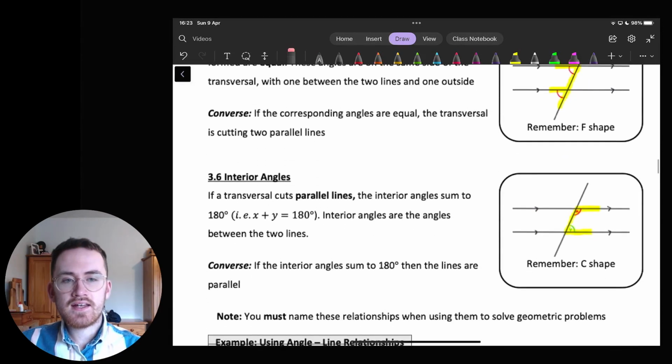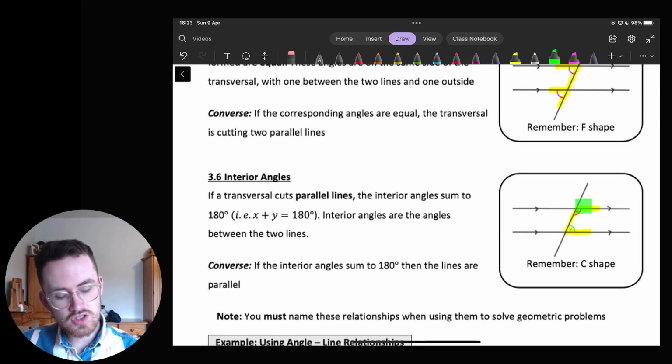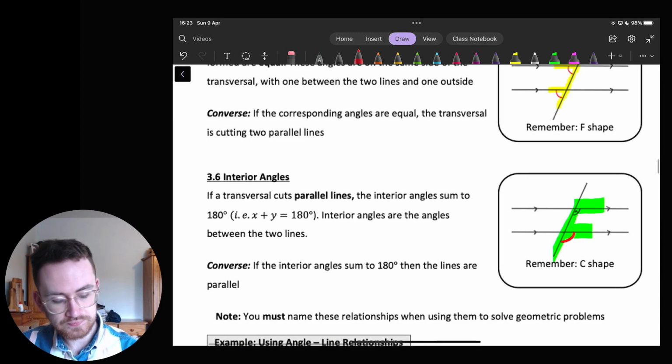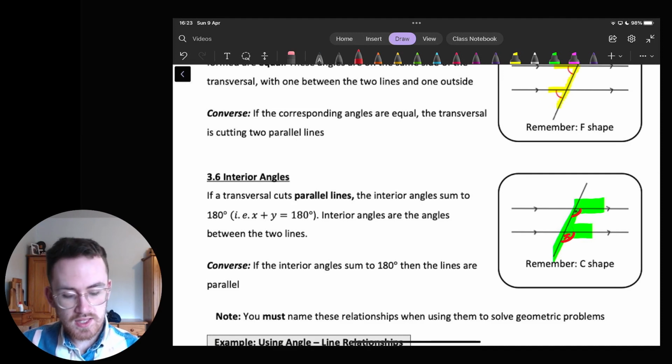Then interior angles are slightly different. Again, we get this kind of C shape, a straight C. And with interior angles, it's not that the 2 angles are equal, it's that they add up to 180. And it comes from the 2 rules that we've looked at already. So if we look at this example here, if I was to shade over this with my corresponding F shape, I could mark in another red angle here to match this one up here and show that those 2 are equal. And if those 2 are equal, then this red one and the green one here would add up to 180 degrees. So it comes from the same idea that we have there.